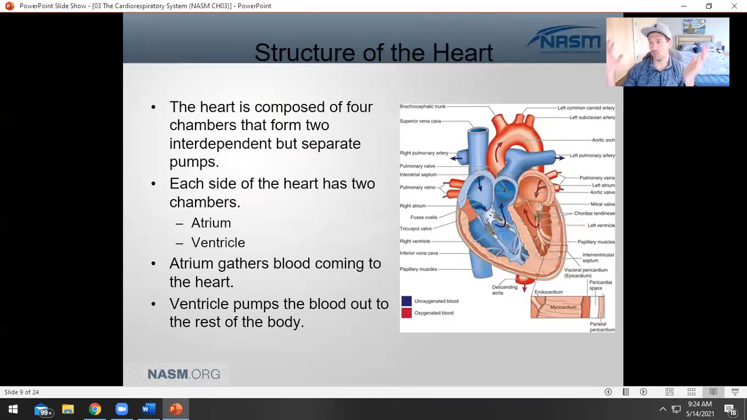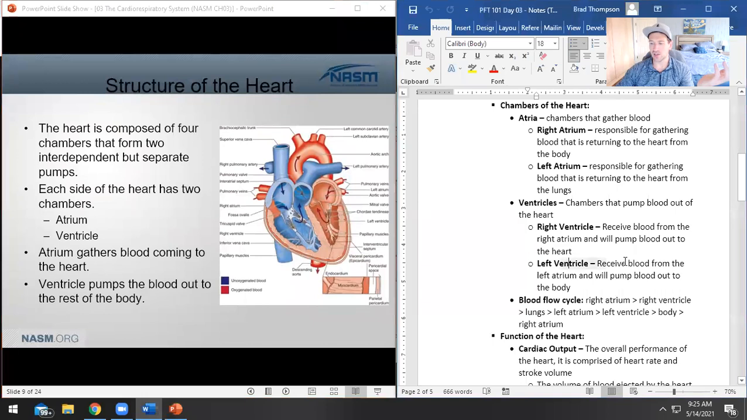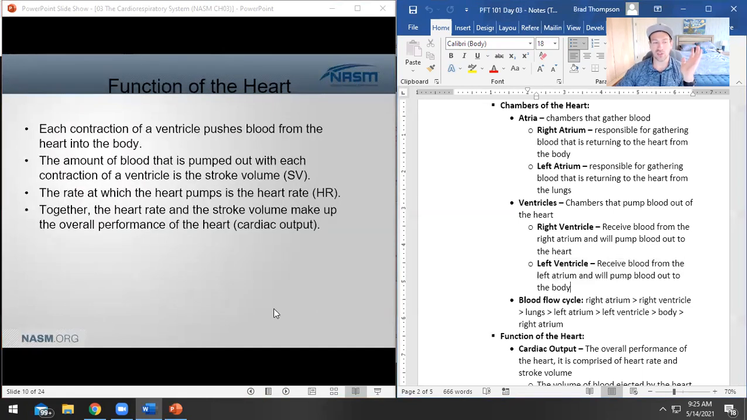Now that blood is going to drop off all of its CO2, and it's going to pick up a whole bunch of oxygen. Now that blood cell is bright red again. And then it's going to get sucked back to the heart. You'll see these little tubes here on the side. Those are going to pull that blood into the left atrium, where it will drop into the left ventricle. And the left ventricle is going to receive blood from the left atrium, and it will pump blood out to the entire body.